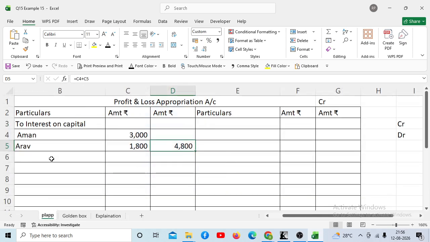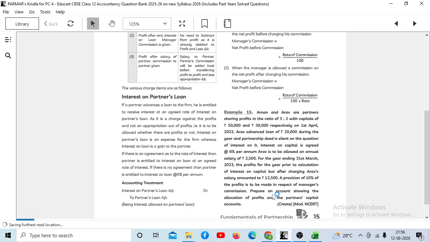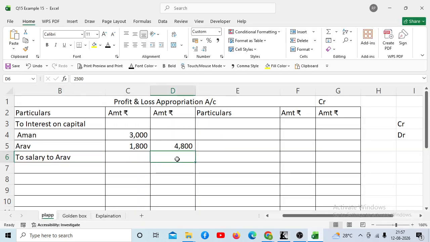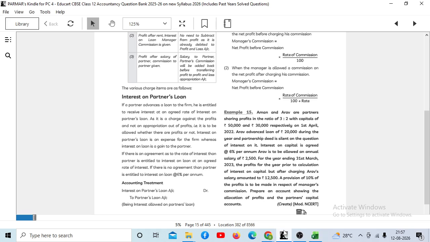It will be written on the debit side. So debit, we will write here to salary to Arav. And see, read the statement carefully. It is the annual salary, means 2500 is for the full year. It is not per month. So how much we will write? 2,500. Okay. 2500 for the year ending 31st March 2023.